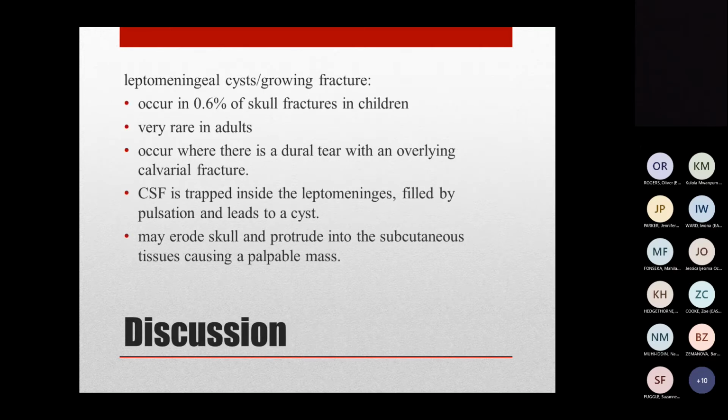Leptomeningeal cysts are also called growing fractures. They can occur in less than 1% of skull fractures in children, but are very rare in adults. They tend to occur when there's a dural tear with an overlying calvarial fracture. The CSF is then trapped within the leptomeninges and filled by pulsation, leading to a cyst which can gradually increase in size. It may then remodel or erode the adjacent skull, protrude into the subcutaneous tissues, and be visualized or palpated as a mass.